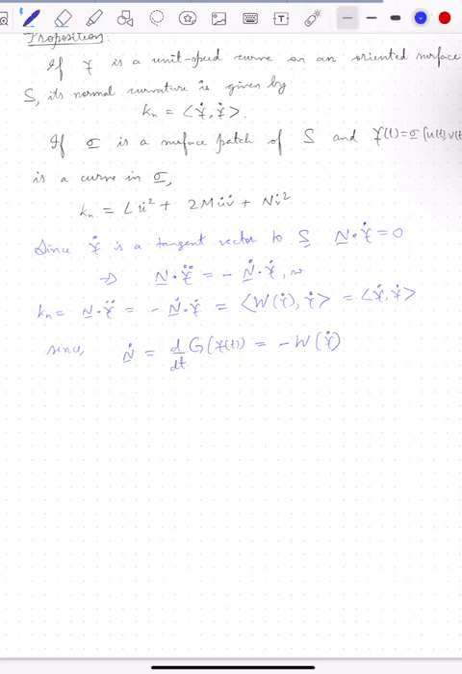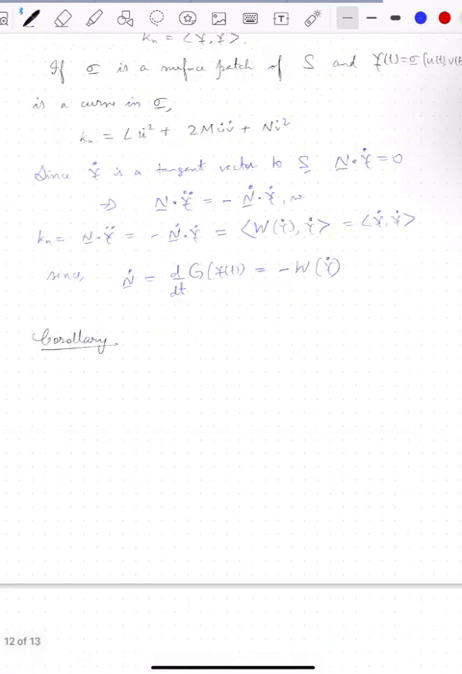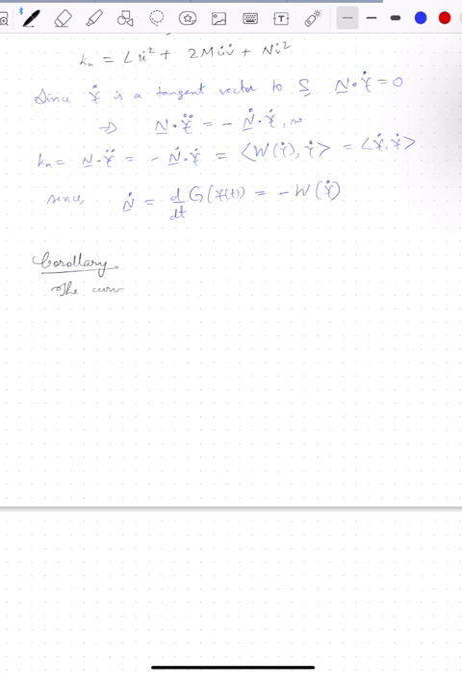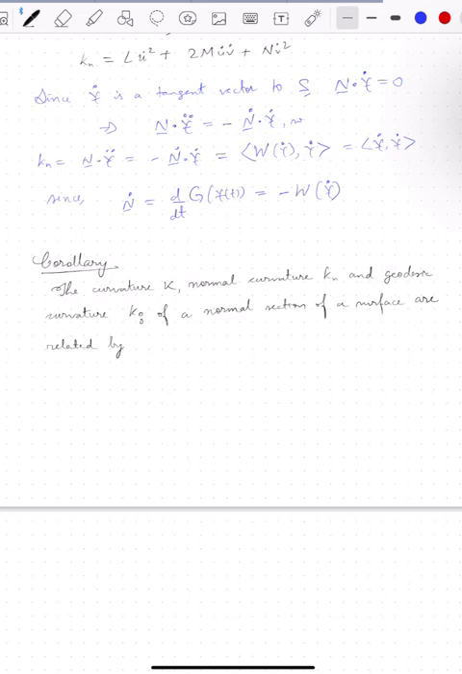so we'll have a corollary here. It states that the curvature kappa, the normal curvature kappa n, and geodesic curvature kg of a normal section of a surface are related as kappa n is equal to plus minus kappa and kappa g is equal to 0.